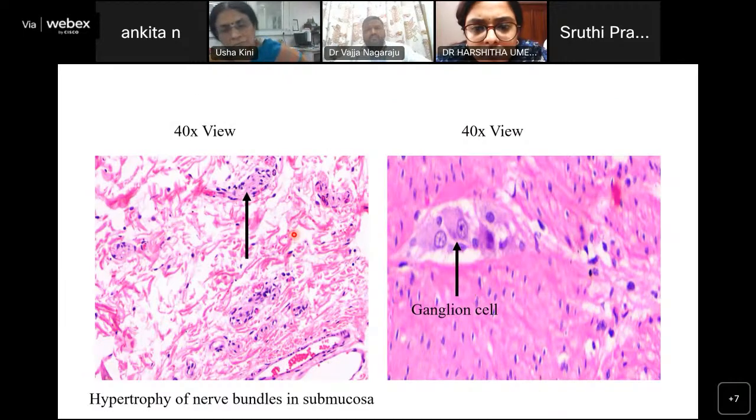And this is the 40x view in the submucosa, which is below the mucosa. It's showing the hypertrophy of nerve bundles in the submucosa and also loss of the ganglion cells in the submucosal lining. But the 40x view in the muscularis propria is showing the ganglion cells.